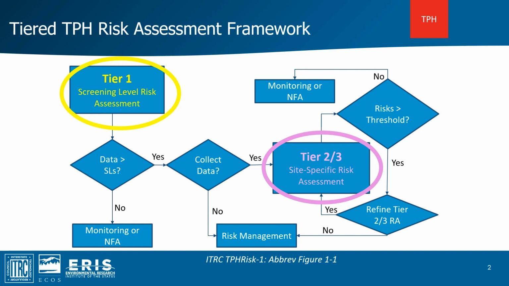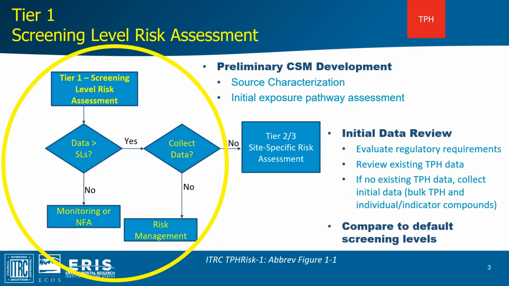Let's go into more detail on how to conduct a Tier 1 screening level risk assessment. As I mentioned, the Tier 1 screening level risk assessment is the first step in understanding how exposure to TPH may be occurring and whether that exposure is a human health concern. Therefore, the very first thing to develop in a Tier 1 screening level risk assessment is a preliminary conceptual site model, or CSM for short.